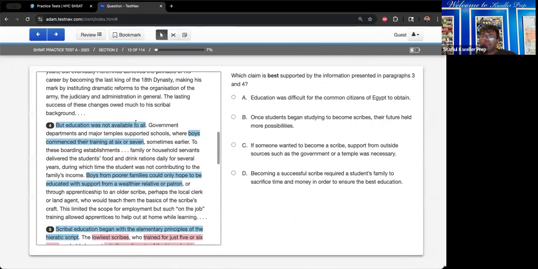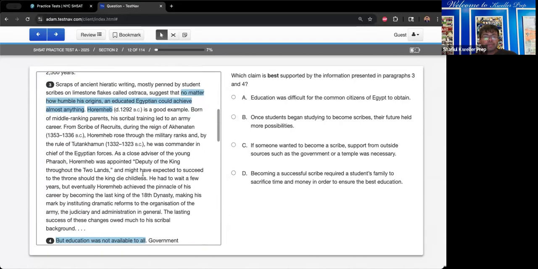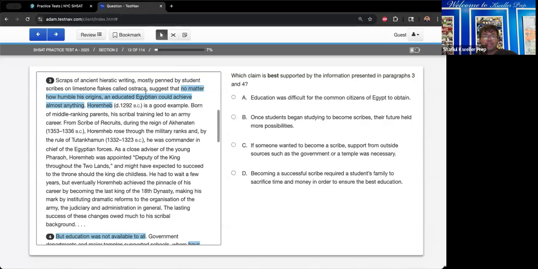Which claim is best supported by the information presented in paragraphs 3 and 4? Paragraph 3 talks about how this guy, no matter how humble his origins, could achieve almost anything. So here, it just shows an example of how someone from a lower class or middle ranking parents was able to achieve anything. Well, in this case, he became commander of Egyptian forces.